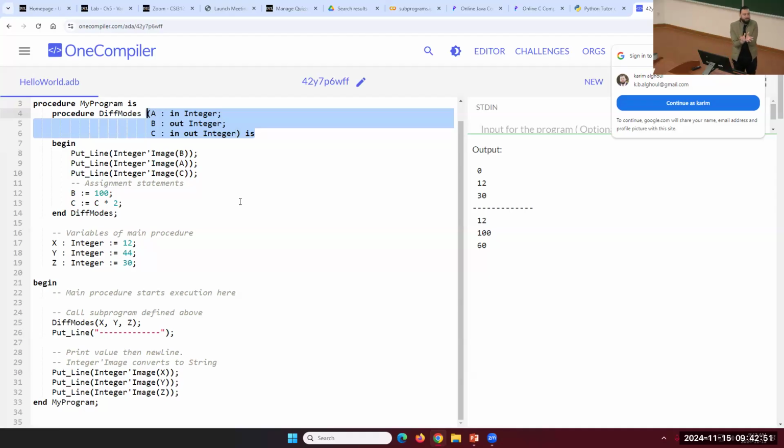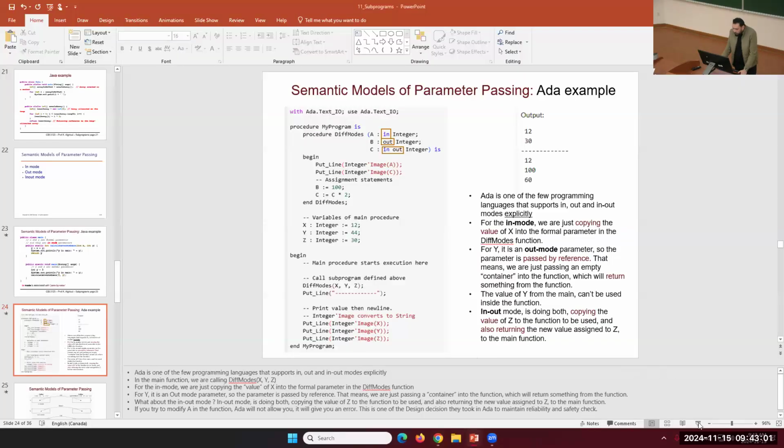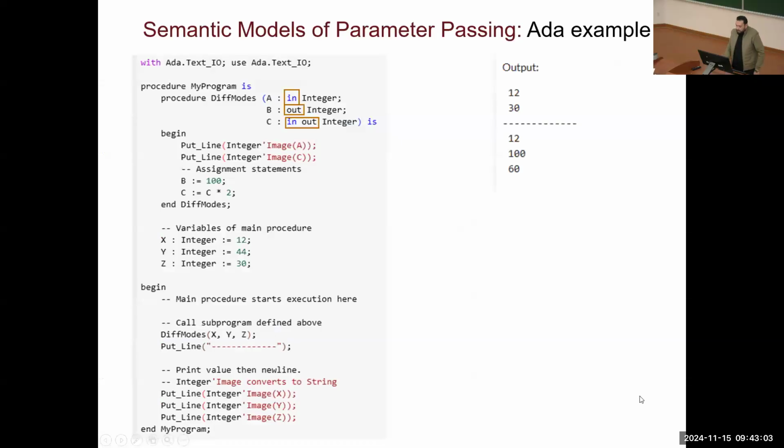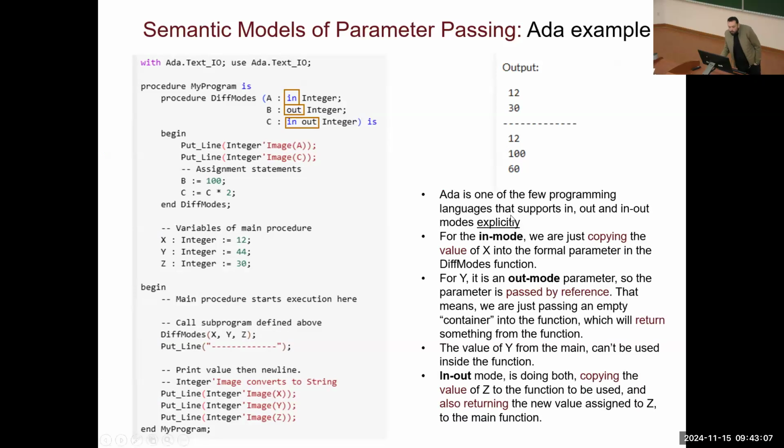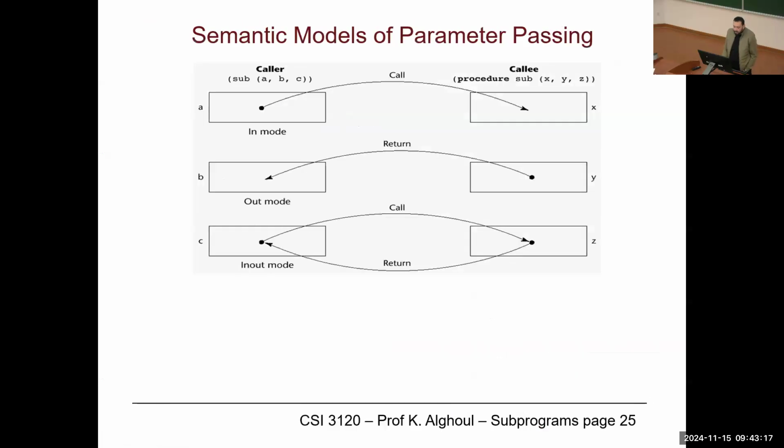So are we able to understand now the idea when it comes to the design decisions that the languages have taken? Now, in out, as I said, it's both. So if I look here, this is the same thing we said, that's what's going to happen. Ada is one of the few programming languages that supports in out explicitly. And I actually just explained what we did in the code in case you want to review it.